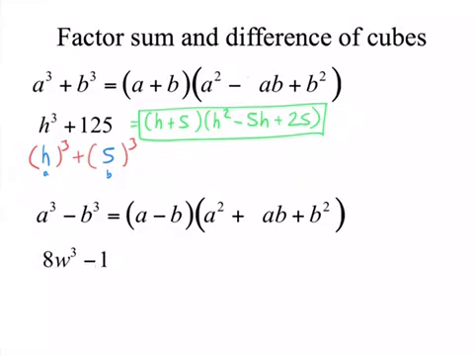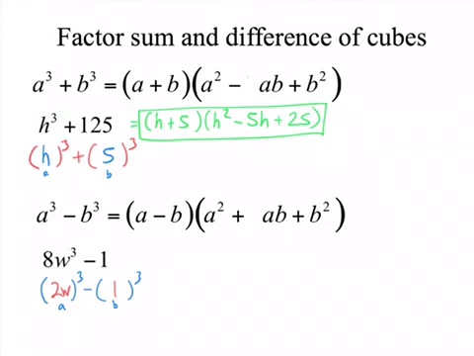We just have to first find what A and B are. So we first need to think, what are the cubes? This is a difference of cubes. So what cube gives you 8? It's 2, so that's 2w. And what cube gives you 1? That's 1. So that's your A, and that's your B.